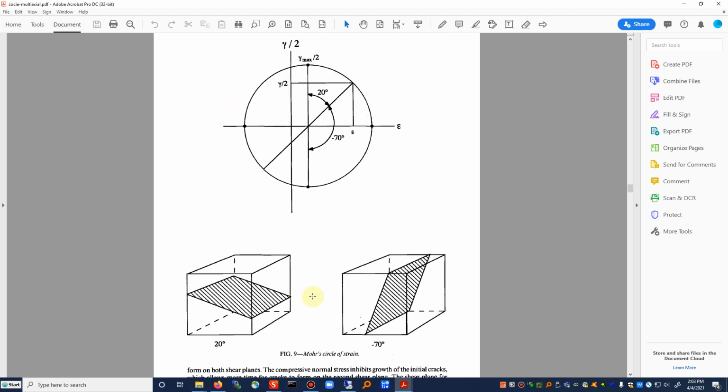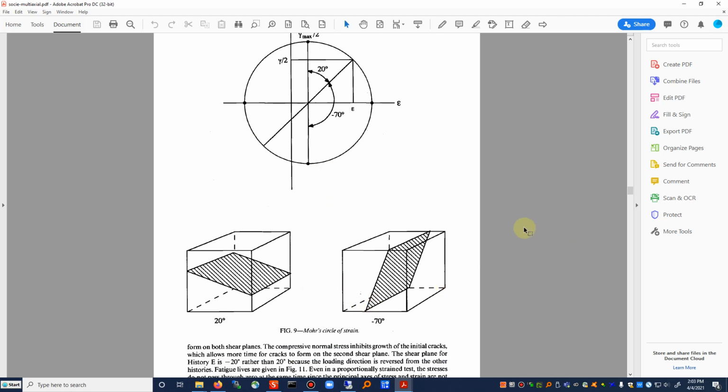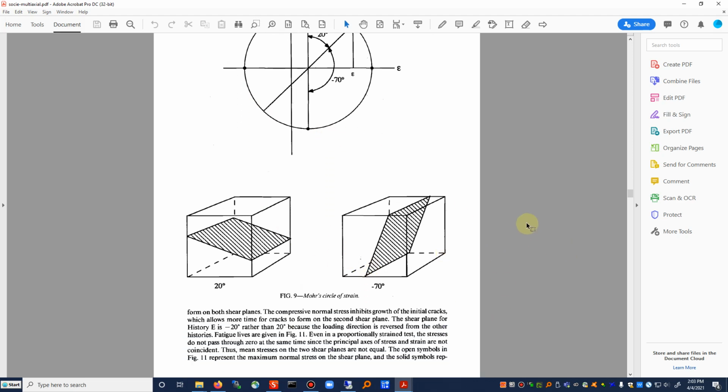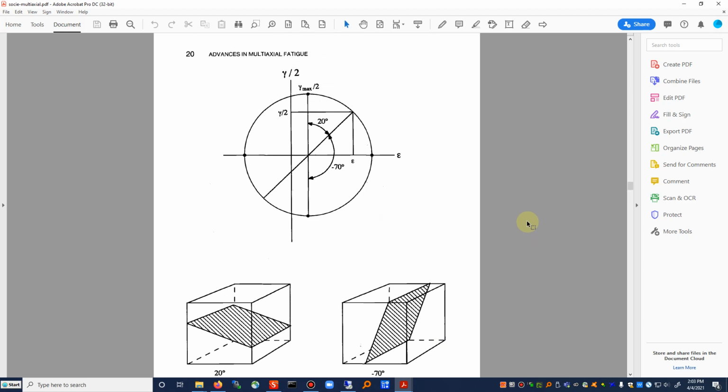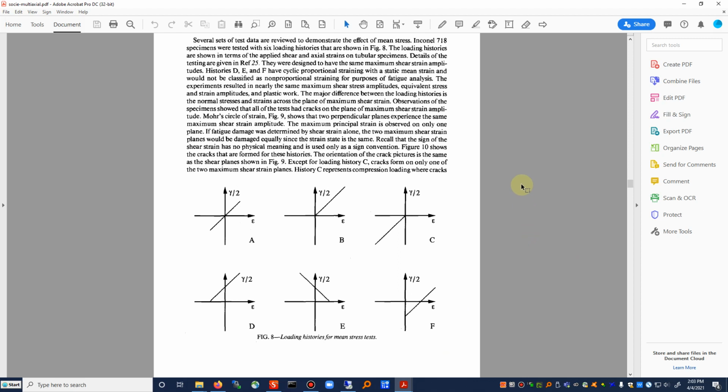Right, so here we have our Mohr circle and we have our maximum shear planes. Let's see, probably ought to read a little bit more here. If fatigue damage was determined by shear strain alone, the two maximum shear strain planes would be damaged equally since the strain state is the same. Recall that the sign of the shear strain has no physical meaning and is used only as a sign convention.